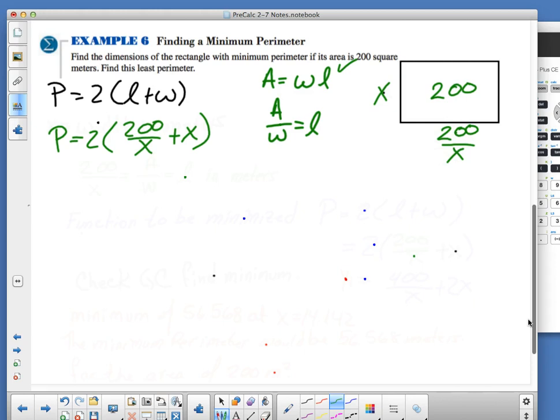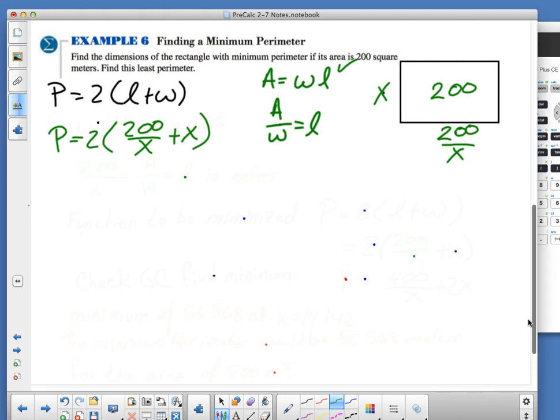Are you okay with what I'm doing? I had two variables, L and W, and I've got it down to one variable. So I have an easier time solving. Really keep in mind, I had two variables, length and width, and I have two relationships, perimeter and area. I use those relationships to help me solve for a missing variable.